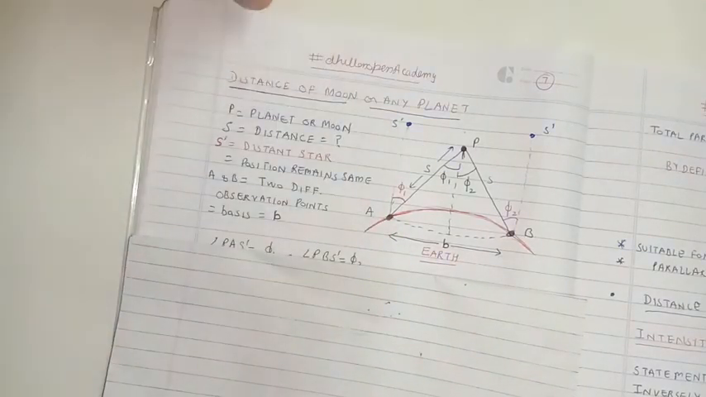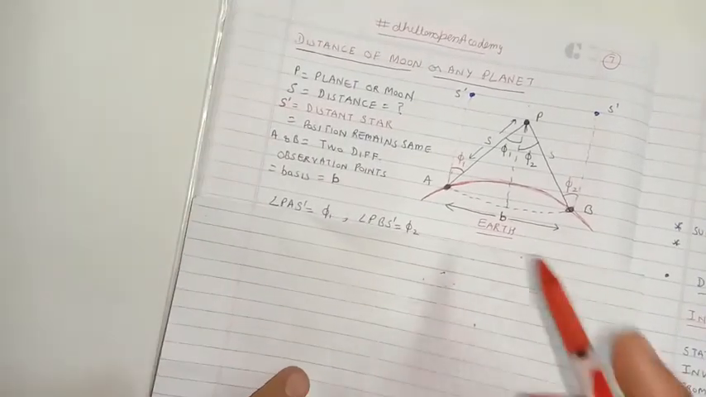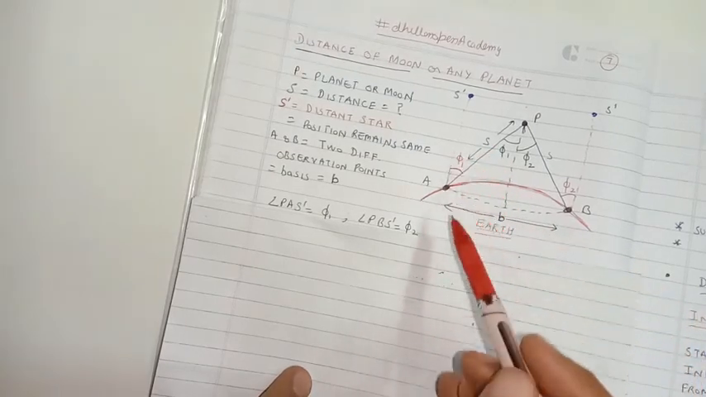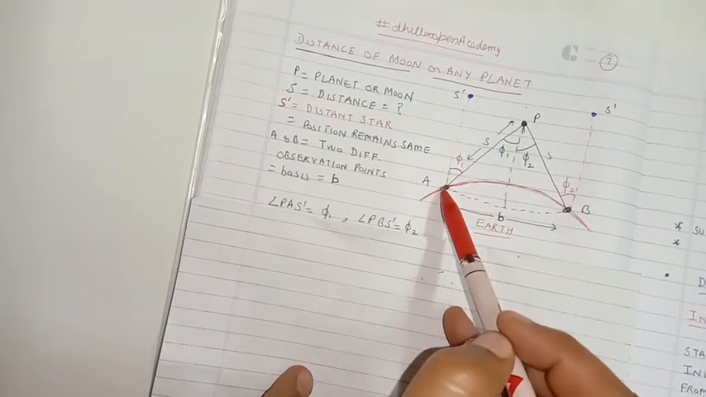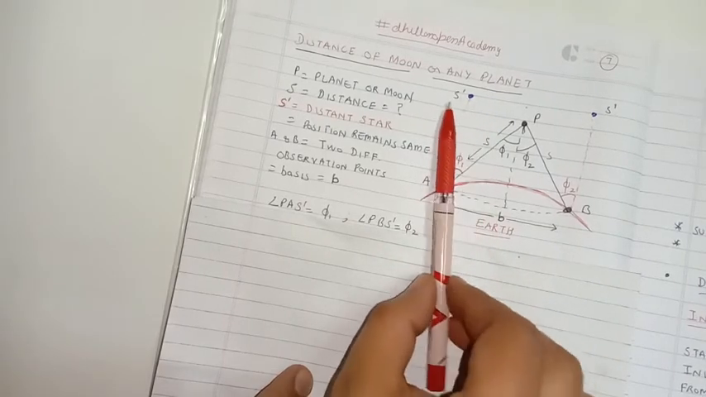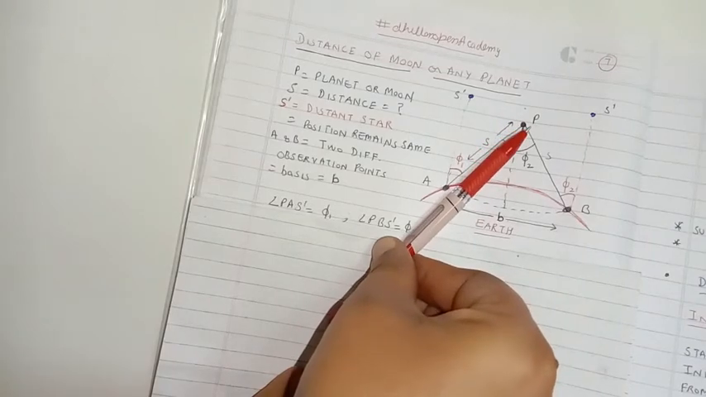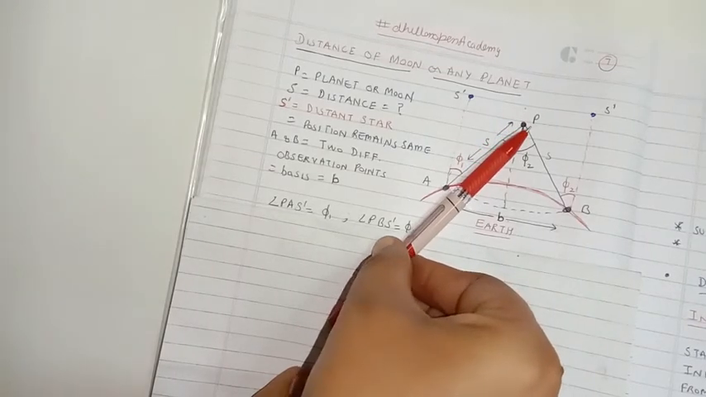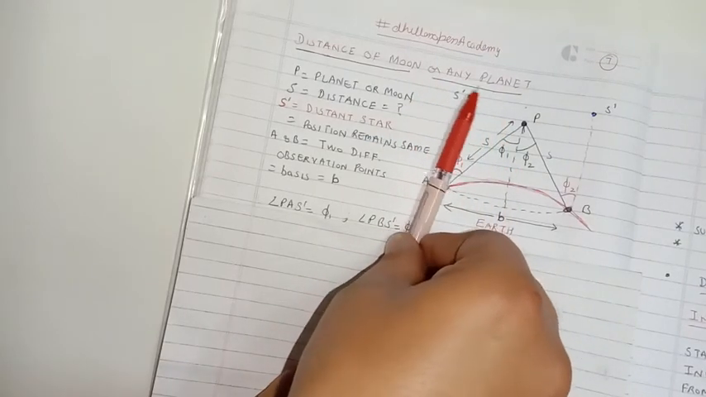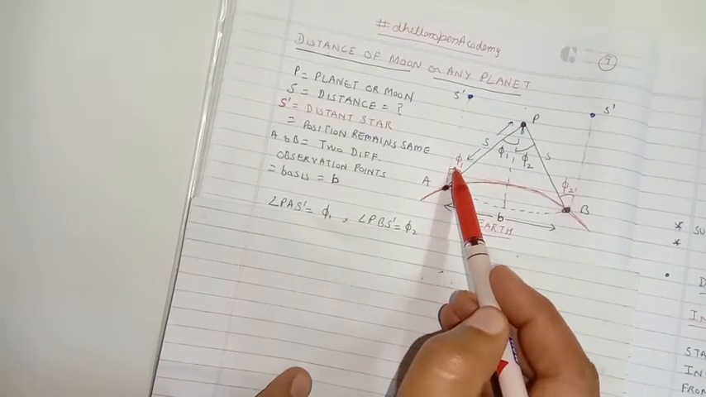So in order to measure the distance of the planet from the Earth, that is S, what we do, first we focus our telescope right at the reference star S dash, and then we shift it towards the planet for which we want to measure the distance. So by shifting the telescope from S dash towards the planet, we measure this angle phi 1.